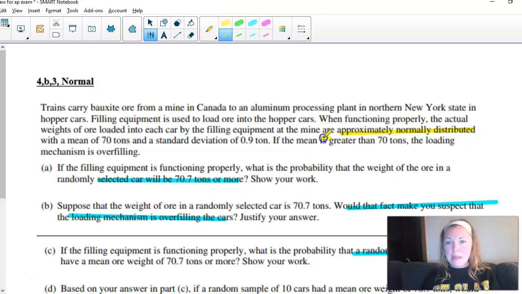I started off using the tables for the z-score chart, that was just a personal preference for me, okay? And they give us the mean, right? And they give us the standard deviation. And it's talking about what is the probability that the weight of the ore will be 70.7 tons or more. You're going to find a z-score. You're going to show your work. Here's the catch, you guys. Sometimes the rubrics say identify what the mean and the standard deviation are before you go through the z-score for that normal distribution. And sometimes that's not in the rubric. So what I would just say is, hey, I know that the mean is 70 and the standard deviation is 0.9. And then, to be honest, I would just draw that picture, okay?